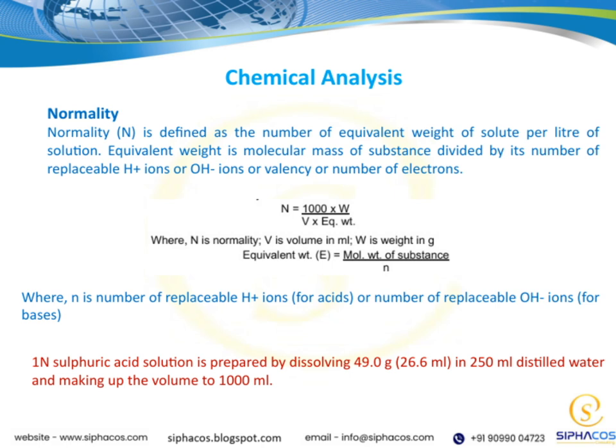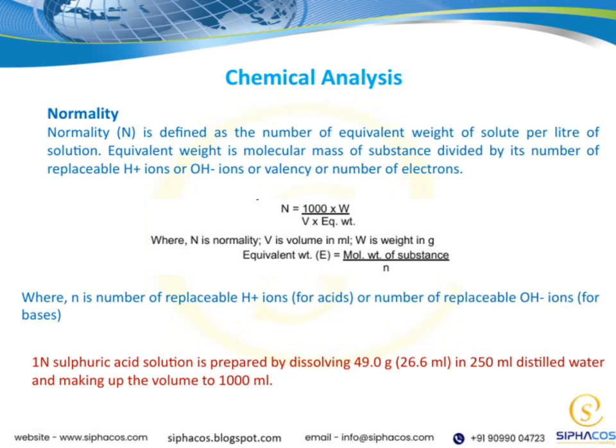Now, in the context of acids and bases, you'll notice the term N used frequently. This N represents the number of replaceable hydrogen ions in acids or hydroxide ions in bases. It's a key factor because it helps us quantify the reactive capacity of a solution.